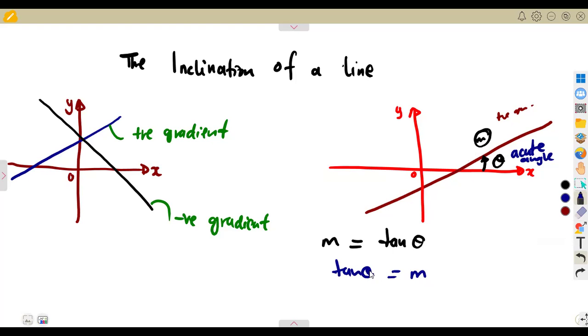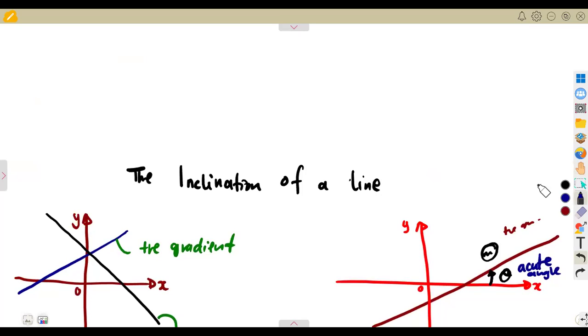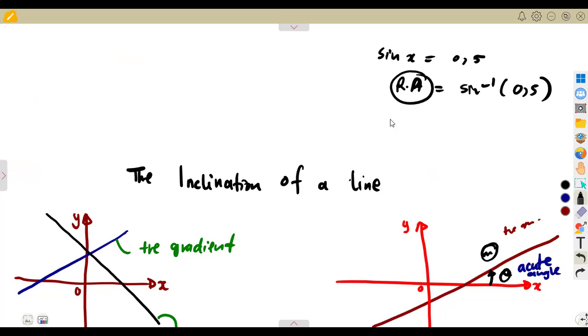So if I want to calculate this theta, remember from your trigonometry, if you are given, let's say, the sine of x is 0.5 and you want to calculate x, what were you doing? You were first calculating what you call the reference angle, which is the arc sine of 0.5. Then you relate with the quadrant to say, okay, in the first quadrant this is what I have, in the second quadrant this is what I have, according to the actual angle x.